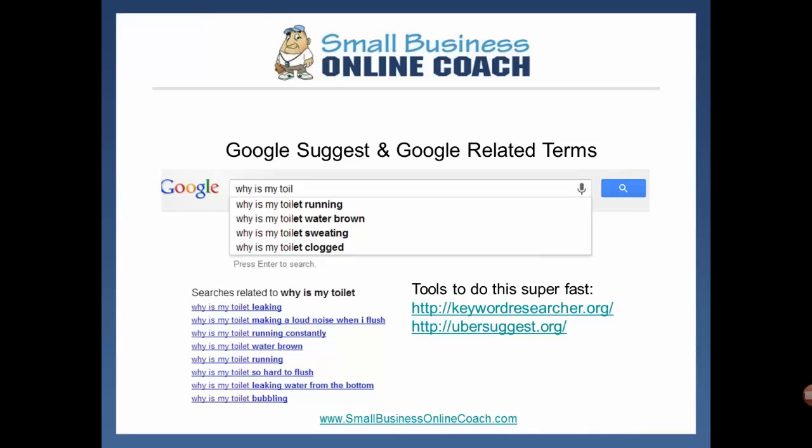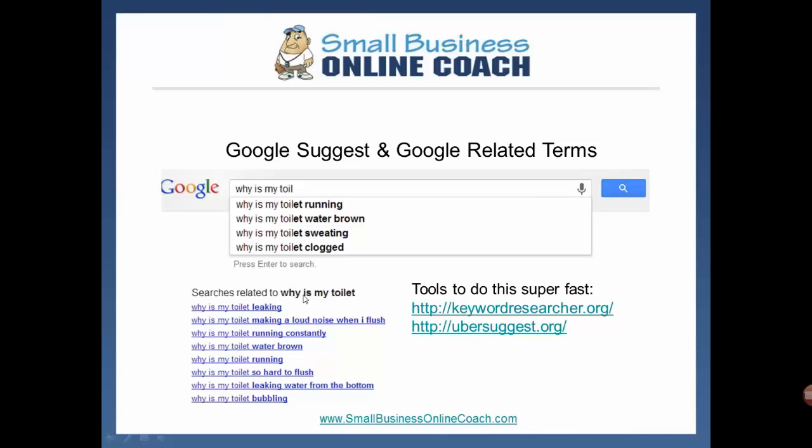We have to read between the lines about what it is that we want to show up for and what are some of the related terms that we want to have in our content. And this is a great way. So as you can see here, if I was a plumber, I would type in things like this. Why is my toilet running? Why is my toilet water brown? Why is my toilet water sweating or clogged? I'm sure you have fantastic visuals going through your head right now as I read off Google Suggest terms.